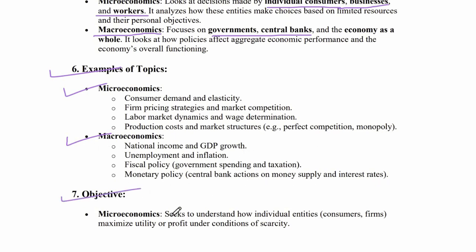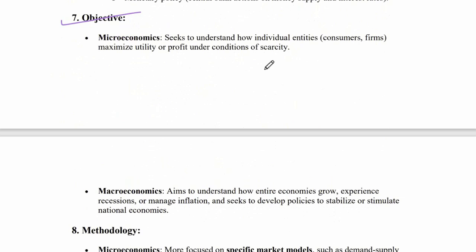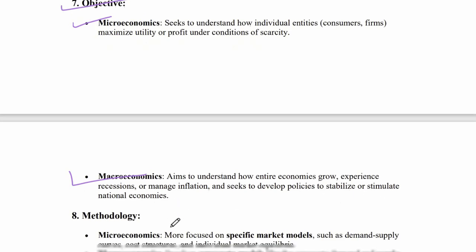What are the objectives of microeconomics? It seeks to understand how individual entities maximize utility or profit under conditions of scarcity. This is microeconomics. And macroeconomics seeks to understand how entire economies grow, experience recessions, or manage inflation, and seeks to develop policies to stabilize or stimulate national economies.